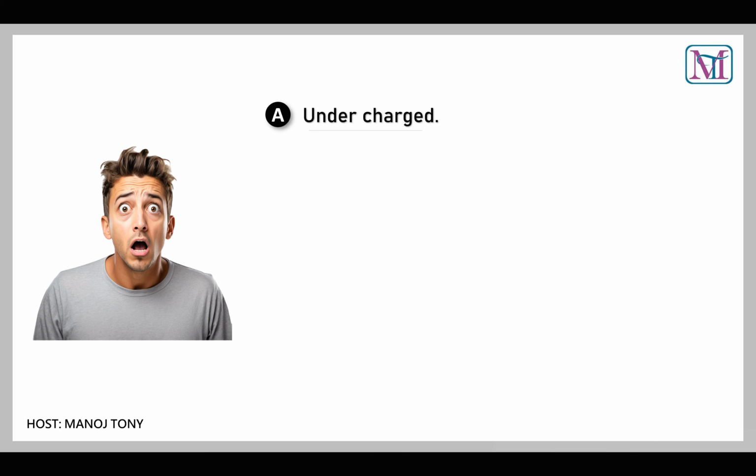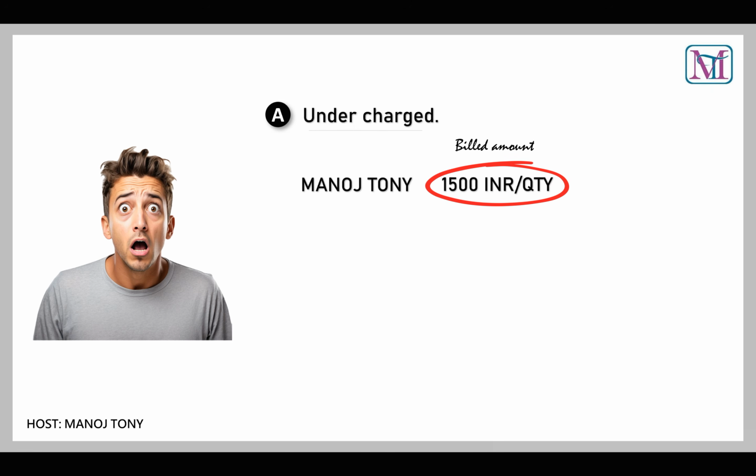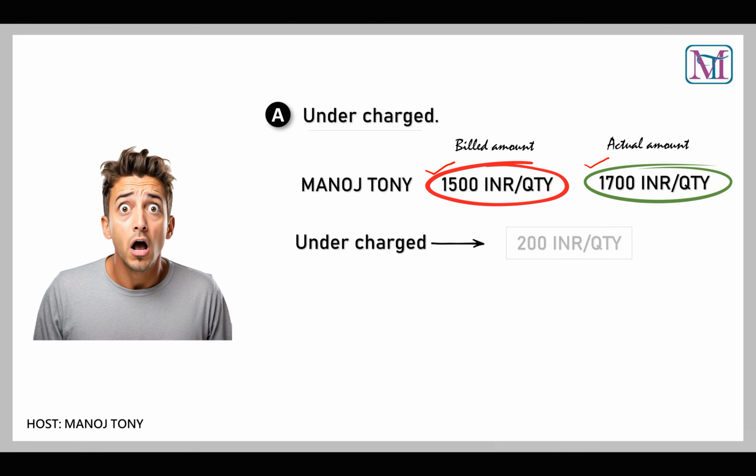Then next scenario, customer is undercharged. We'll take the material as an example. Here the customer's actually billed amount is 1500 rupees and the actual amount should be 1700. So here the customer is undercharged. We were supposed to charge 1700 rupees, but in the invoice they charged 1500. So the customer is undercharged by 200 rupees. The company will charge 200 rupees from the customer by using invoice correction request.